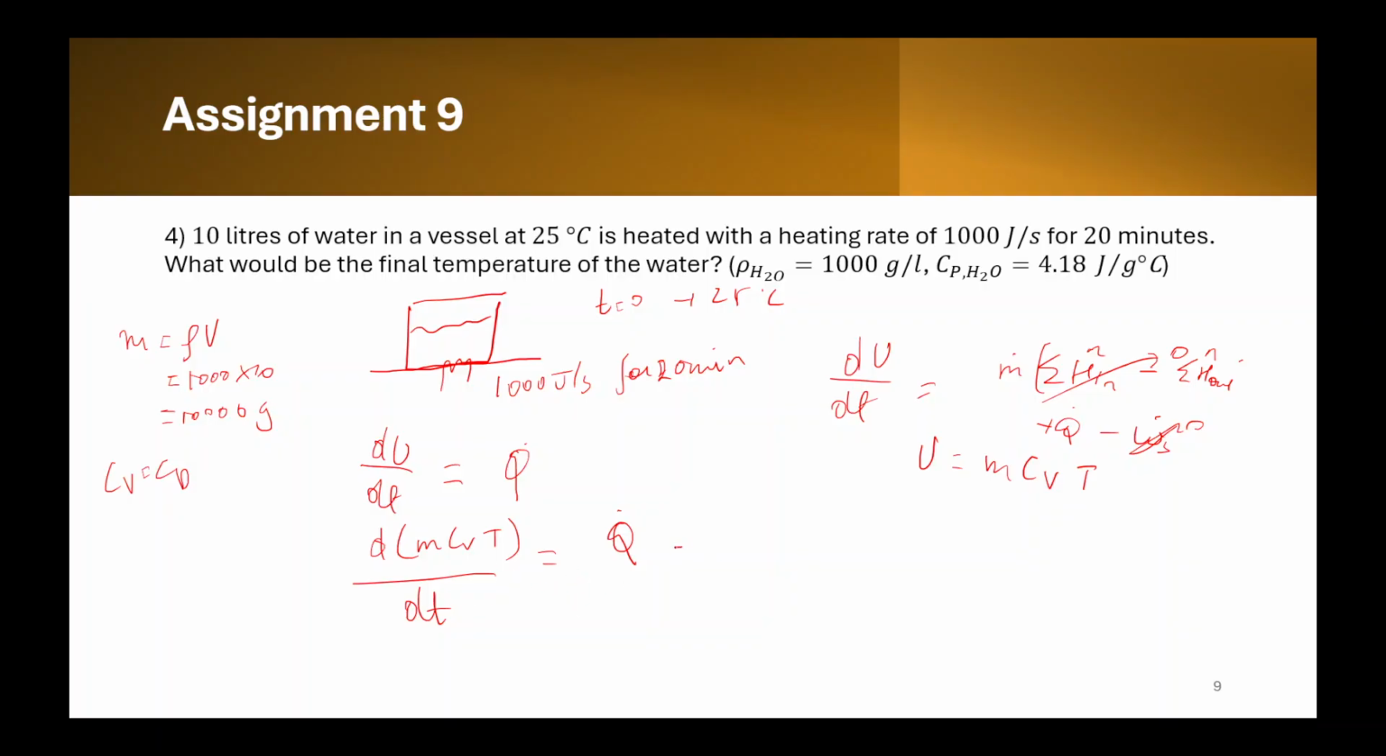Firstly, we'll integrate this equation. All this can come out. So dT by dt is equal to, we can write it here itself, q dot by rho V Cp. I've substituted Cv with Cp and m with rho V. So this is what you get. Now we need to integrate this.